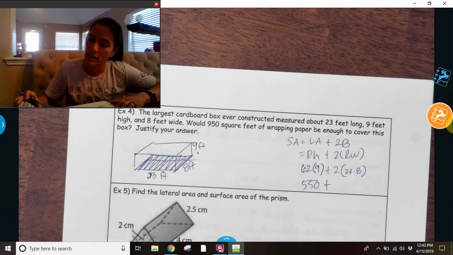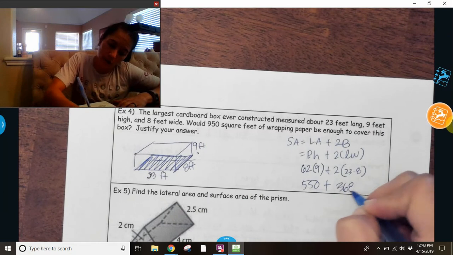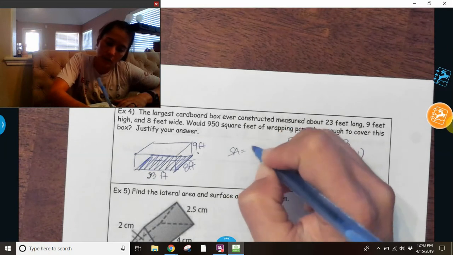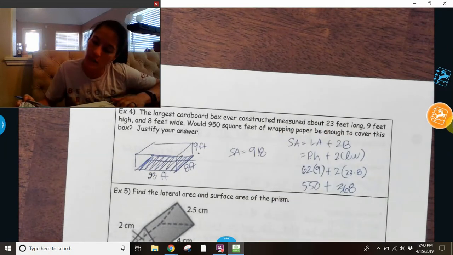23 times 8 times 2. I'm doing each part. 368. And when you add those together, we get total surface area is 918.